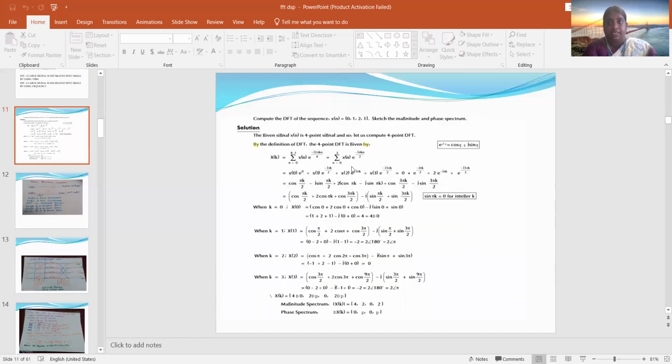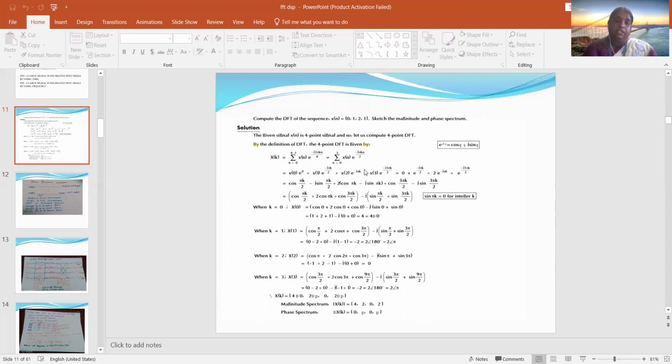Okay, so one example we will see with the DFT, and again you will see it with the FFT. Here they are saying compute the DFT of the sequence. They have given x of n as 0, 1, 2, 1. Sketch the magnitude and phase spectrum. So they are asking us to draw the magnitude as well as the phase. So we are going to start the solution, and we know the formula.